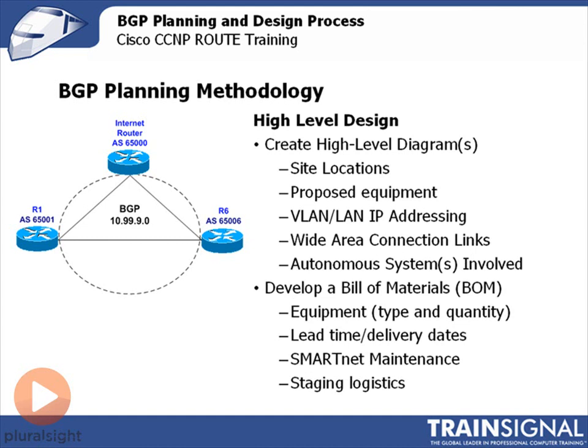Make sure you have a high-level design: site locations, equipment, VLAN, LAN IP addressing, WAN links. If you're using autonomous systems at different sites, that depends on what your end goal is. Develop a BOM, or bill of materials, with equipment and lead times. Make sure you always have SmartNet maintenance. And then also whatever the logistics of your staging are. Are you going to have the devices at your central office and then send them to remote sites? Or is it going to be just shipped there and you will have someone work with it remotely, and so forth?